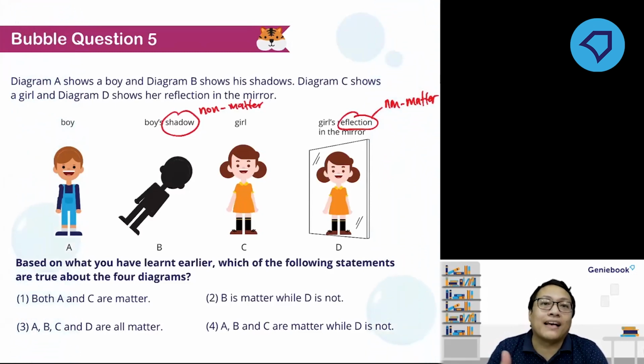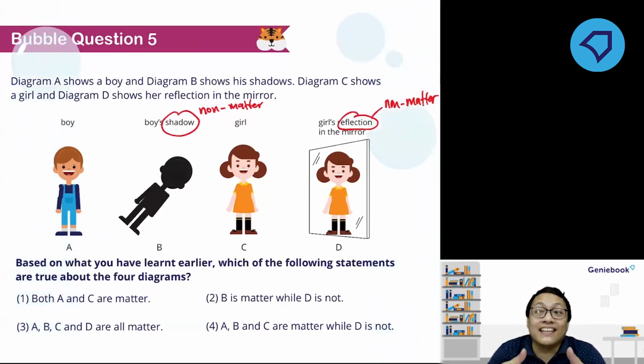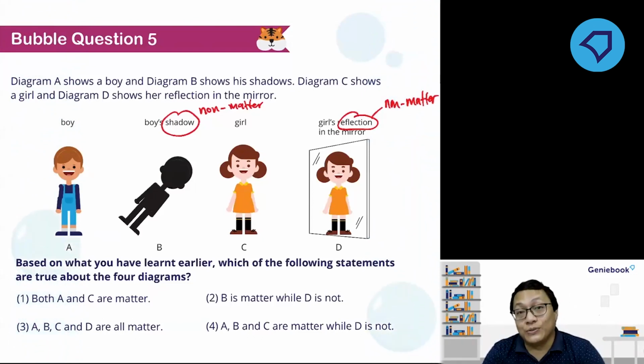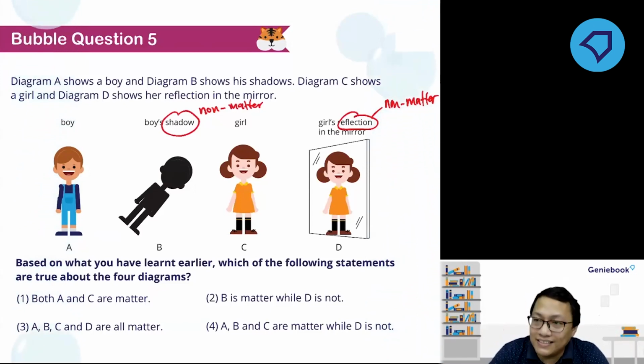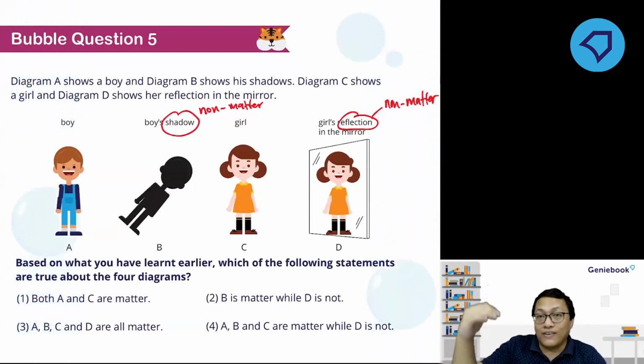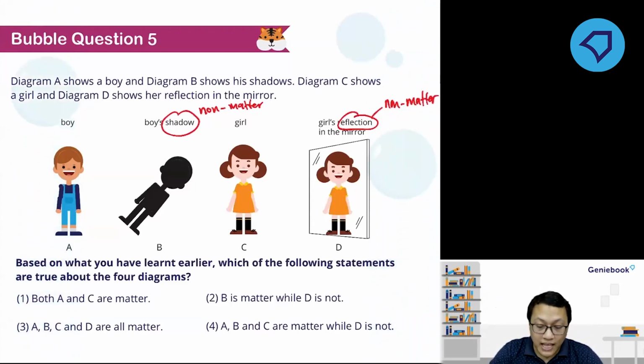So why is the reflection non-matter? How to explain? Well, I keep asking the same question. Sure, why do you keep asking the same question? So that you remember how to explain this properly. So why is the reflection non-matter? How to explain this? Anyone? Wow, no one answered. Come on, okay? Okay, so it has no mass and it does not occupy space. Okay, so thank you very much for your answers. I saw quite a number of answers as well, but I couldn't see them one by one. Okay, so good job. Next question.